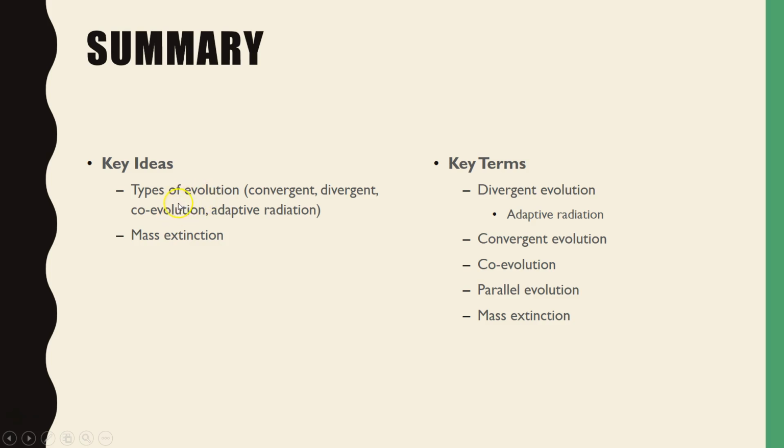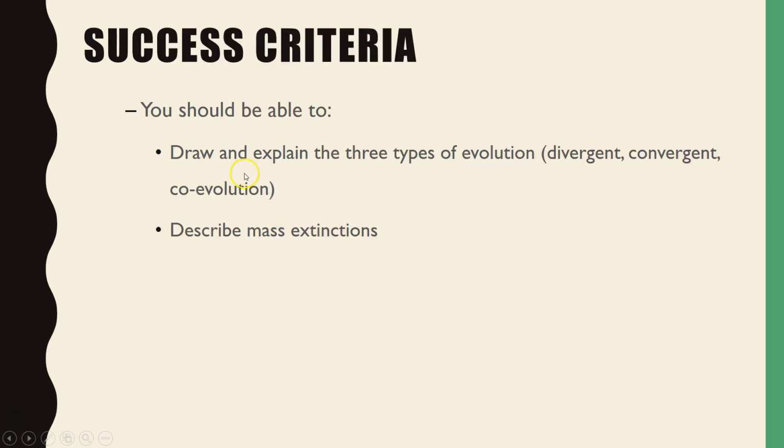This is what you should be able to do now. We're looking at types of evolution, so convergent, divergent, coevolution, and adaptive radiation as a subset of divergent, and mass extinction, what it means. These are the terms. This is its criteria, being able to explain divergent, convergent, coevolution, and mass extinctions.